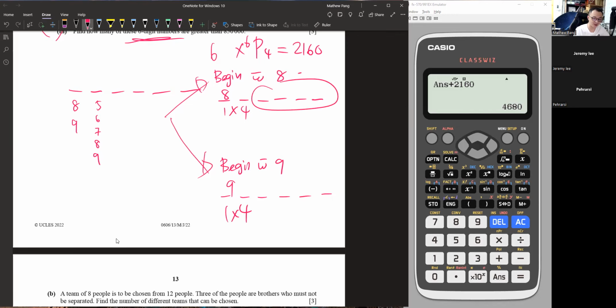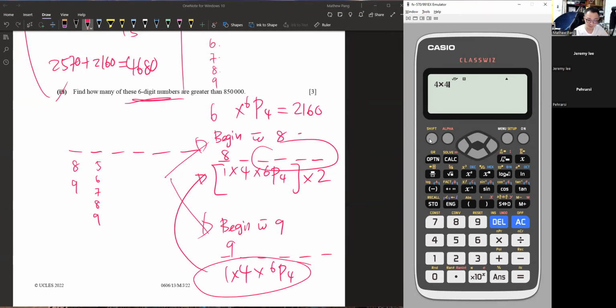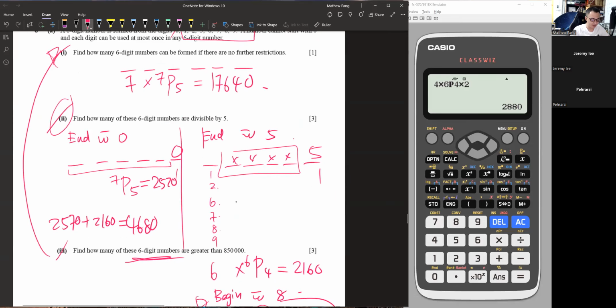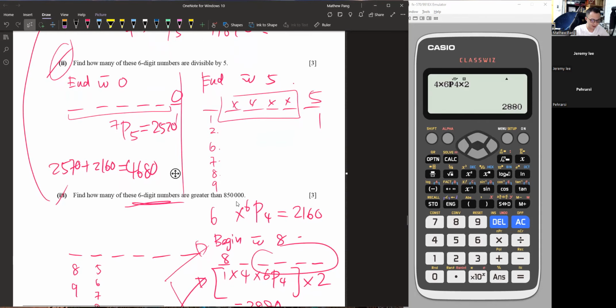So after I use 2 numbers, I still have 6 numbers. I will choose 4 to arrange. So here I will do the same also. Since both of these are the same idea, the whole thing times 2, isn't it? So 4 multiply 4, 6P4, and times 2. So my final answer should be 2880. Am I wrong? Or did I miss any answer here?